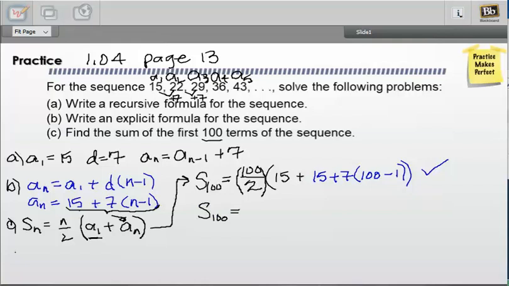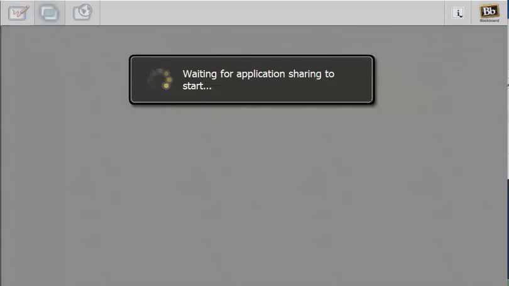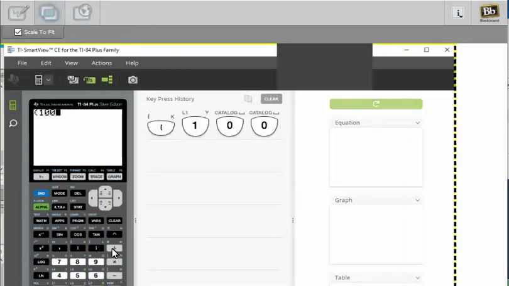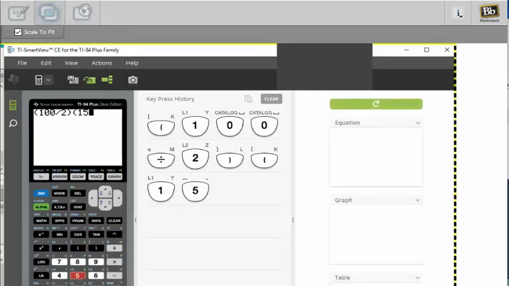y'all look at that for a second. I've got this problem memorized. On my calculator, remember I said I'm going to put my fractions in parentheses. So I'm going to put 100 divided by 2. And then I've got another parentheses. Remember, I got two 15s. 15, or that first term, plus the explicit formula. So that gave me 15 plus 15 plus the difference.